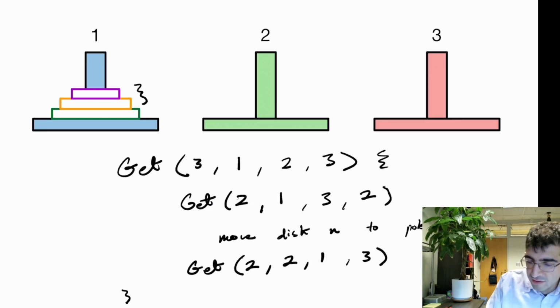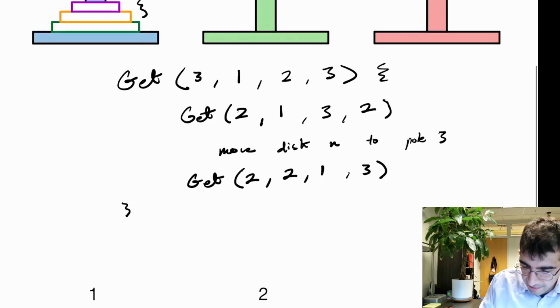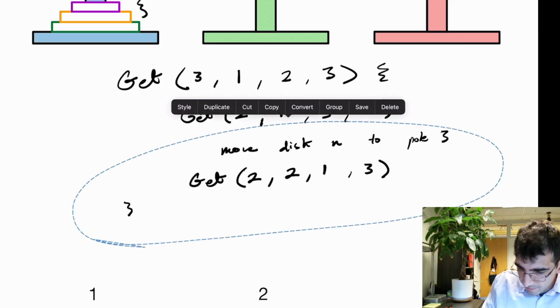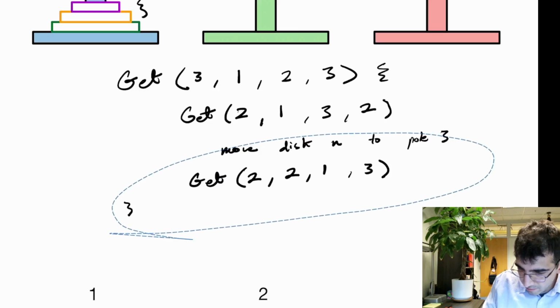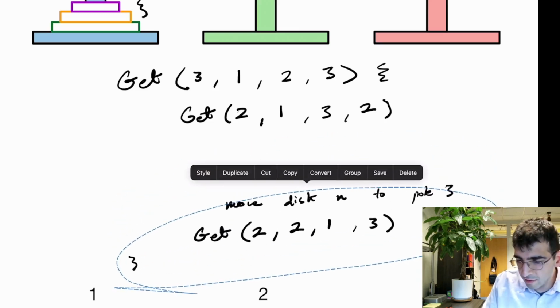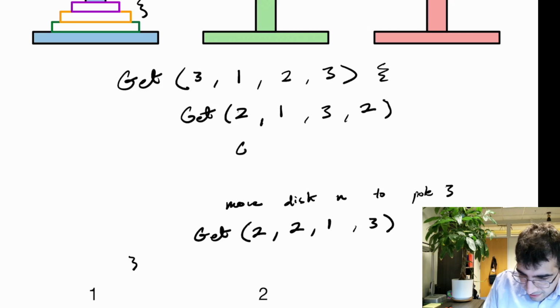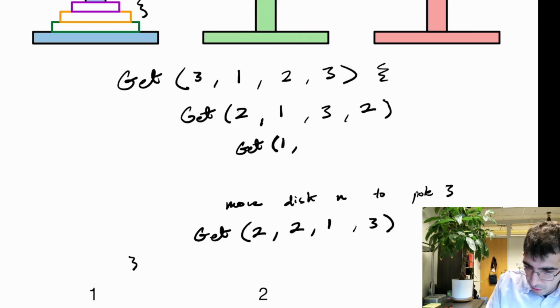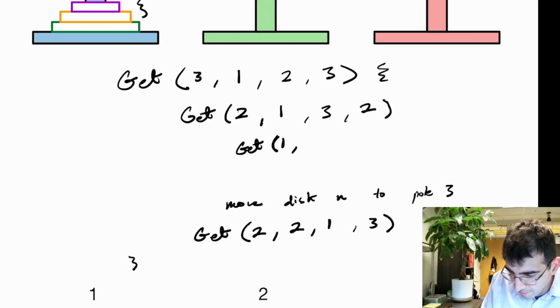Okay, so what will this function do? Let's extend this out a bit. What does get 2 1 3 2 do? It basically says it needs to get disk 1 to the intermediate pole. It needs to get disk 1 to the destination, pole 2.